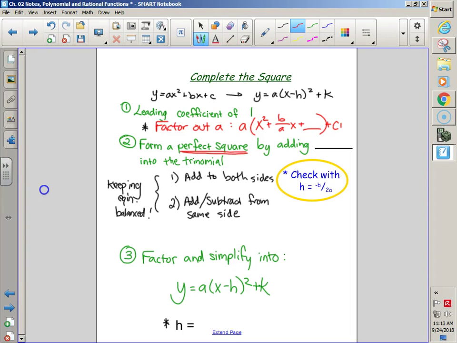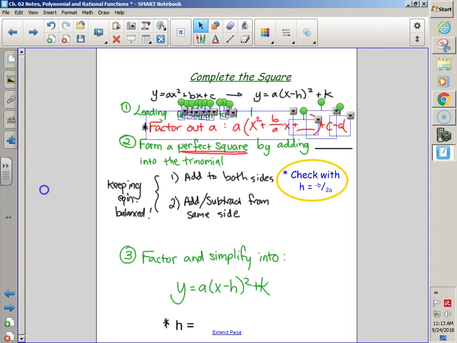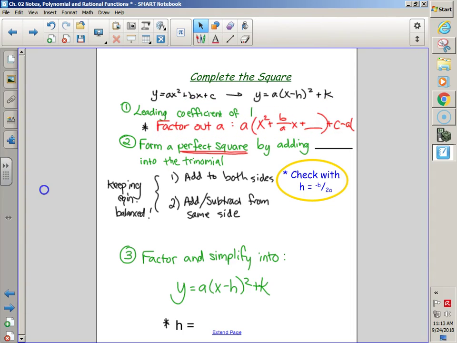For those of you that like formulas, you can actually always set it up just like this. You're going to do a plus blank on the inside and then a minus. If you did pull an a out that's not 1, a times, then you could have another blank.